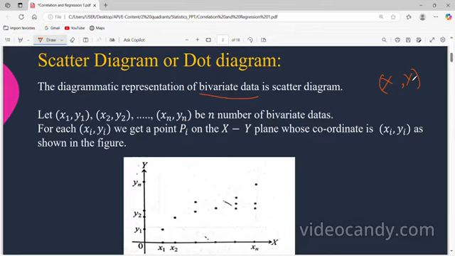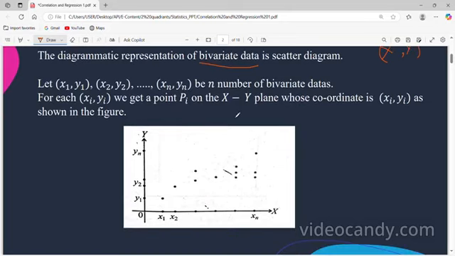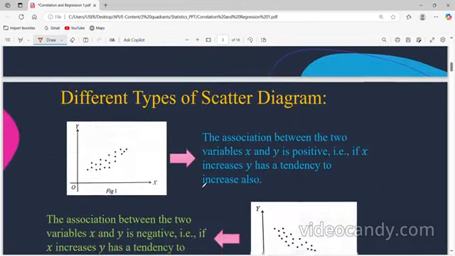So now again we come back to scatter diagram or dot diagram. Let (x1, y1), (x2, y2), ..., (xn, yn) be n bivariate data. For each (xi, yi), we get a point Pi on the xy plane whose coordinates are x and y, as shown in the figure. Here in the figure we see the points are scattered in position, and we can represent them by dots, which is known as dot diagram or scatter diagram.